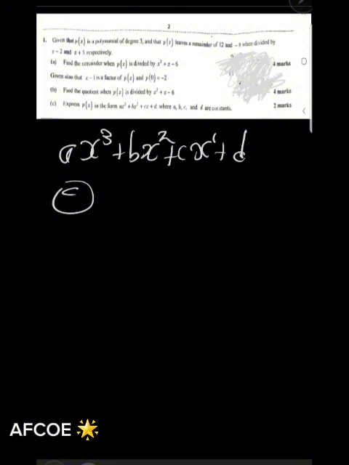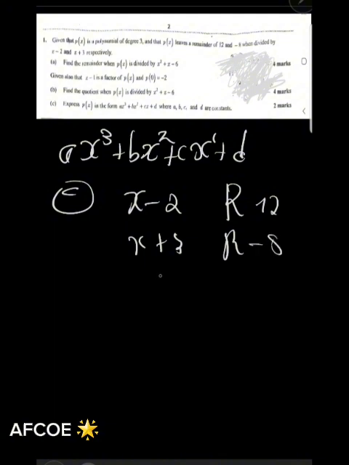So they told us that x minus 2 leaves a remainder of 12, since they say respectively, then x plus 3 leaves a remainder of negative 8. So these are the conditions we have been given. We are also given that x minus 1 leaves a remainder of 0, that is, it is a factor. Then p of 0 gives a remainder of negative 2. So these are the 4 conditions that we have.